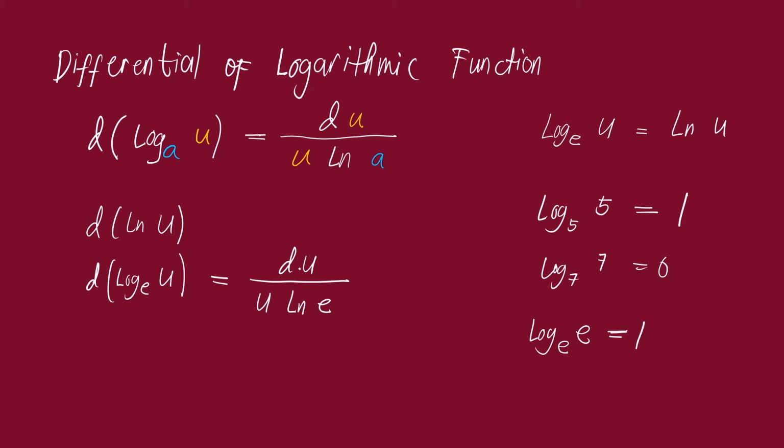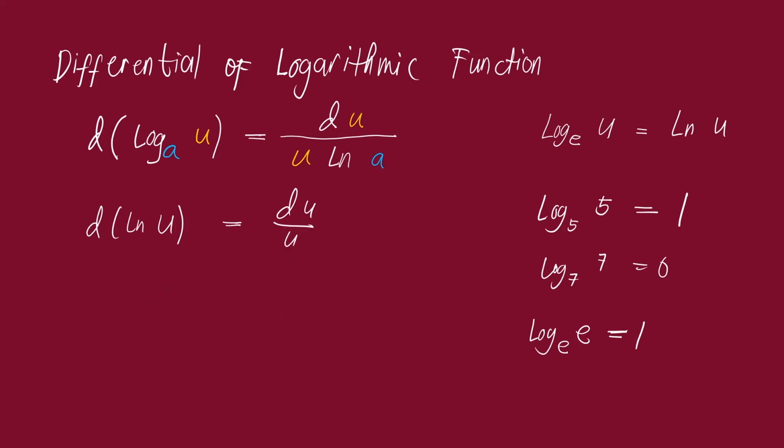That's why this quantity here will be equal to the differential of u all over u, because ln e is equal to 1. So therefore, the differential of ln u is equal to the differential of u over u. So this is our formula. Okay, so these are the formulas we will look at, only two. We have here the logarithm of u to the base a, and of course the natural logarithm of u.